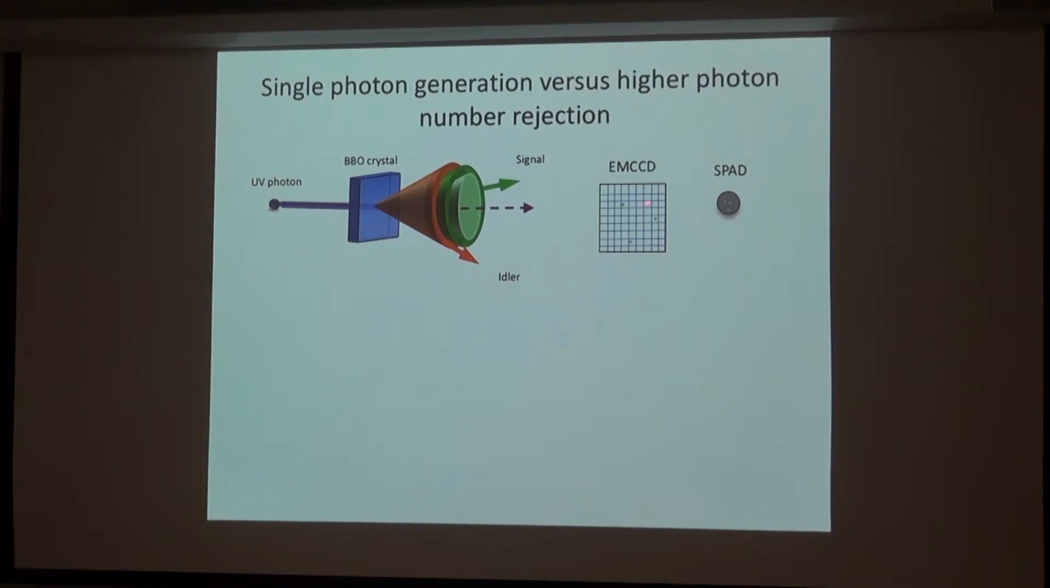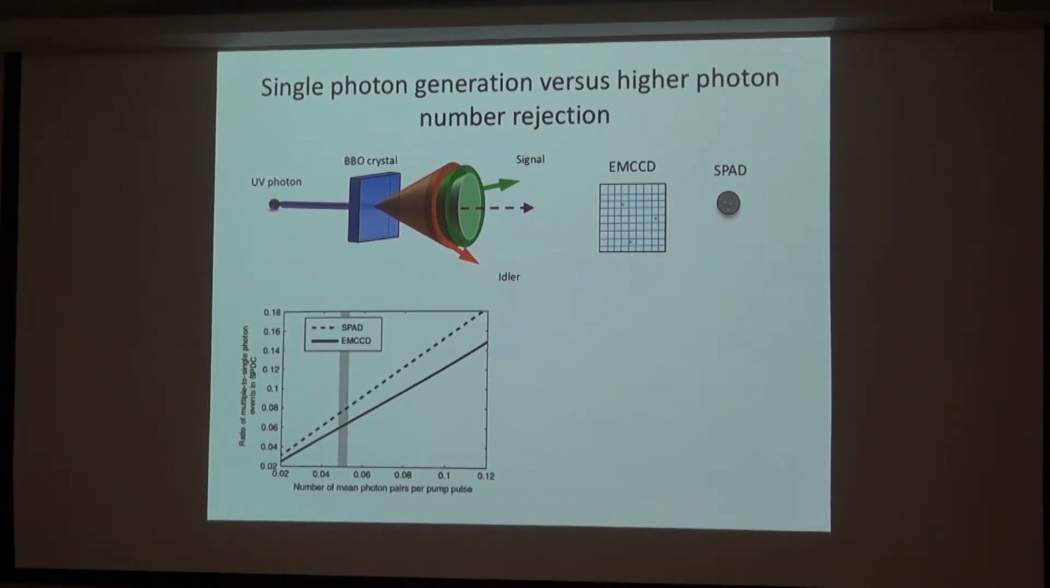So we ran a couple of simulations, and we looked at how the ratio of multiple to single photon numbers in SPDC depends on the mean number of photons per pulse, both for the SPAD detection and for the EMCCD detection, and found that the EMCCD has a slightly more favorable slope that put us in this region. We settled for 0.05 as the mean photon pairs per pump.